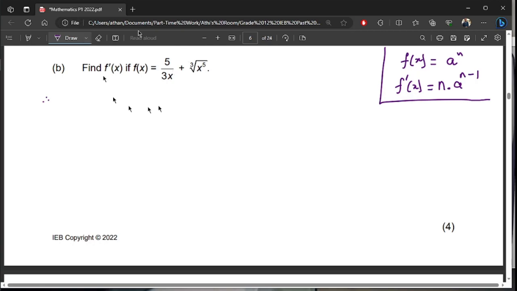Now to derive here, let us try to first make the equation linear. That means f of x is equal to 5 over 3, which is a fraction, and then x there with a negative exponent, we can leave it like that, it's fine, plus the cube root of x to the power of 5, so this would be x to the power of 5 all divided by 3. That is also fine. What I tried to do here is to remove the variable as a denominator.